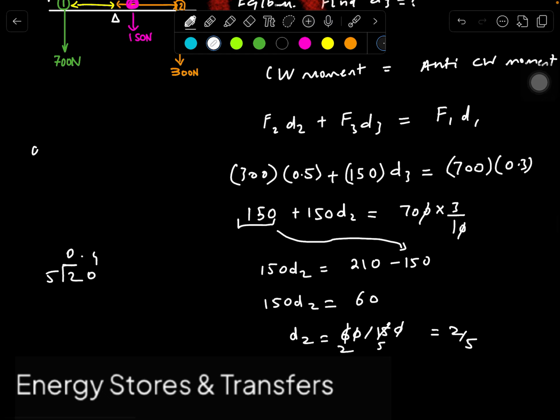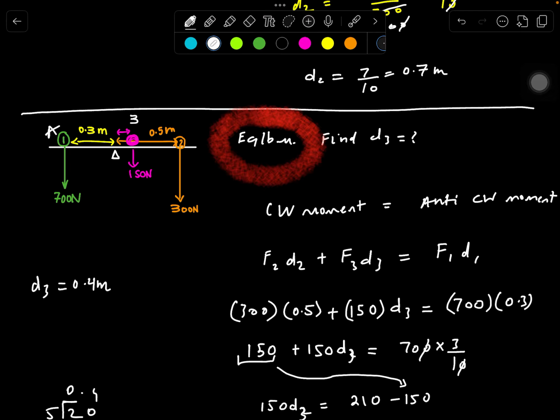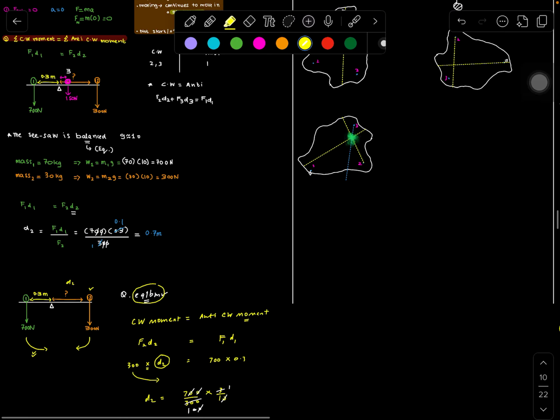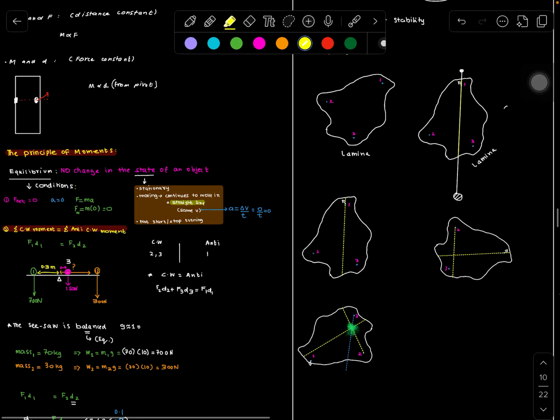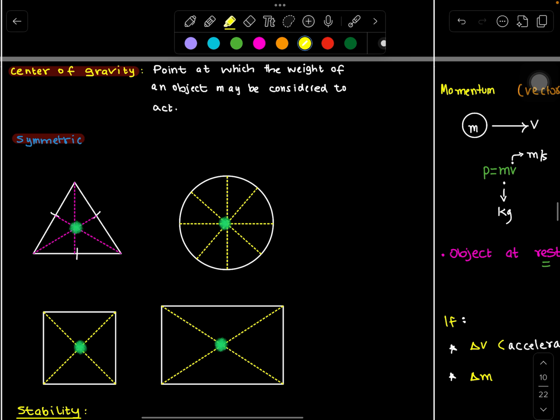It's okay. So the D3, oh, this is 3, 3, 3, 3. So D3 is 0.4 meters. If you do this placement, you'll get the object to be in equilibrium. Amazing. I hope this idea of principle of moments is clear because this is the most tested concept from this chapter. Next, we have the idea of center of gravity.